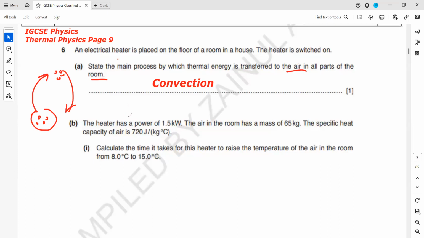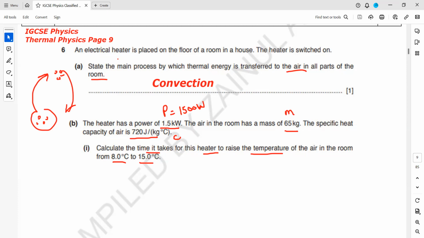The next question, the heater has a power of 1.5 kilowatt. So the power is given, the unit of power is watt. So you have to convert 1.5 kilowatt into watt. You have to multiply by 1000. So it will be 1500 watts. The mass is 65. The specific heat capacity, that is c, is given. Calculate the time it takes for this heater to raise the temperature from 8 to 15. Like how much time it will take to increase the temperature of the air from 8 to 15.